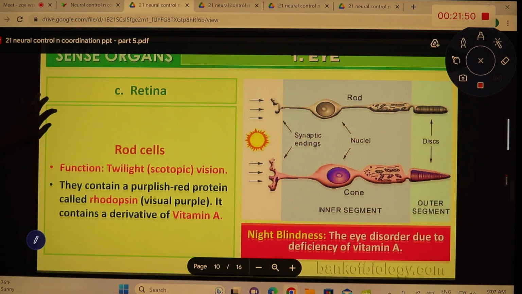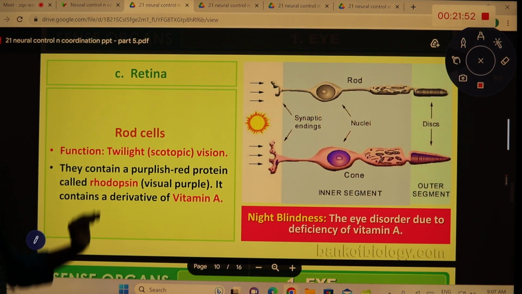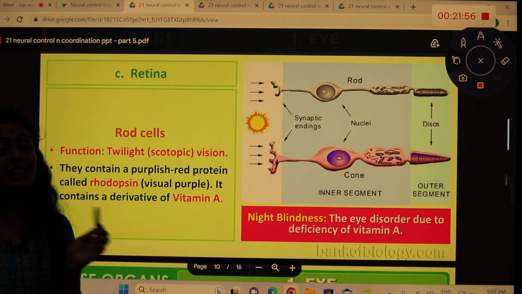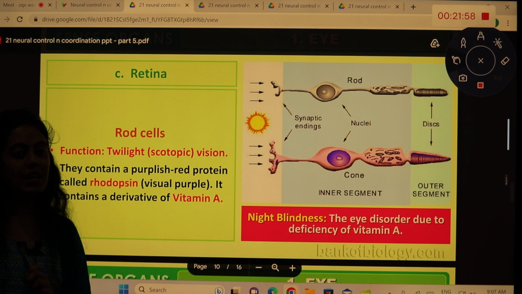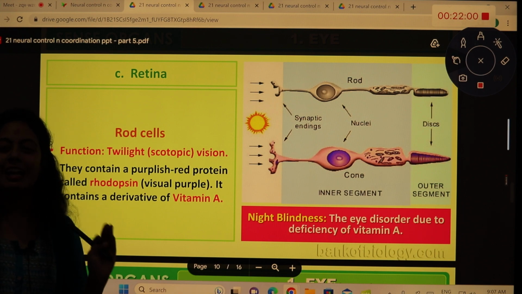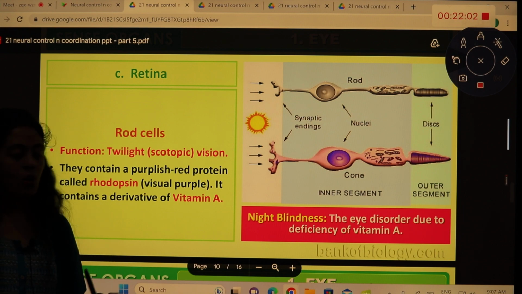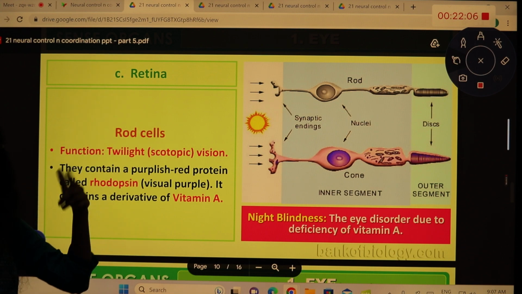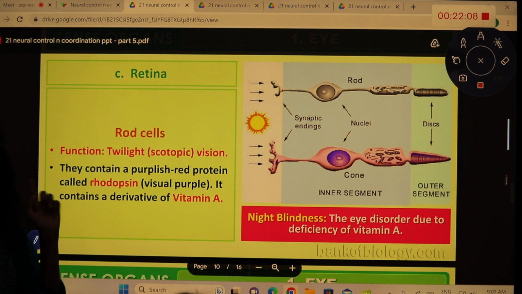Next, rods. Rods are responsible for twilight. Twilight means what? Either early morning or late evening, or we can simply say when light is very less. So we call it scotopic. Photopic is day vision, scotopic is twilight vision. You can't call it night vision, you have to call it twilight vision.